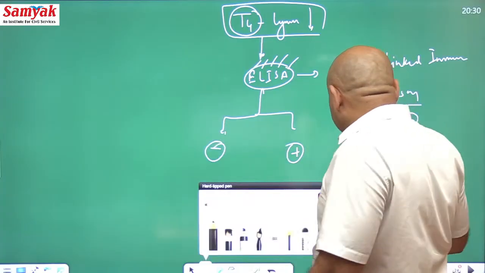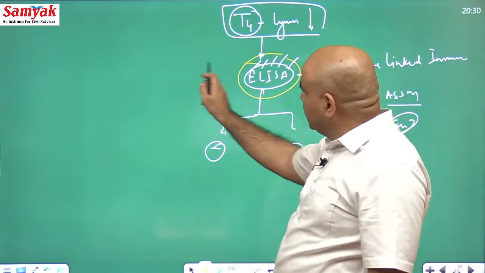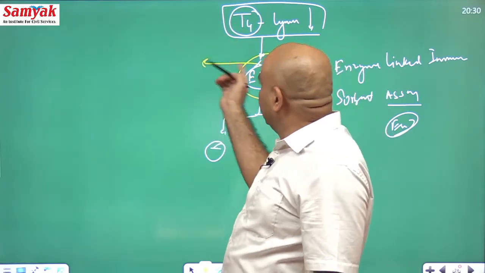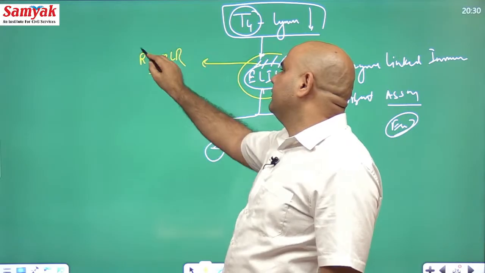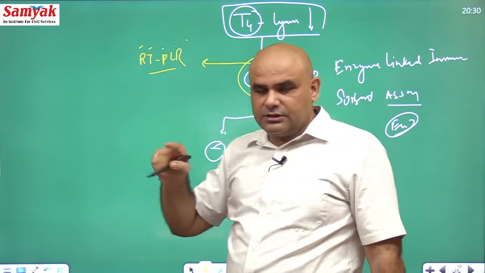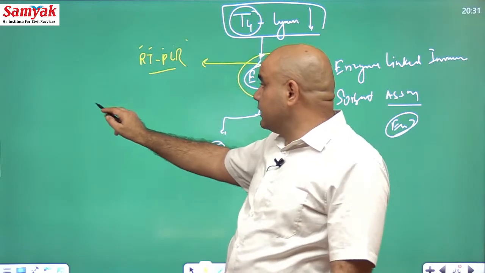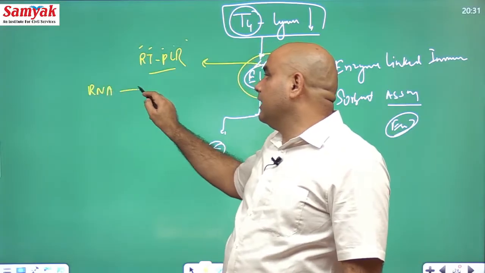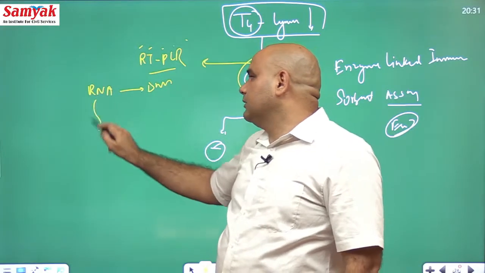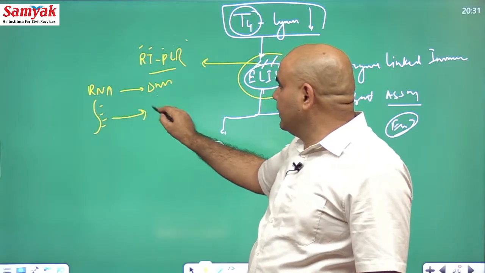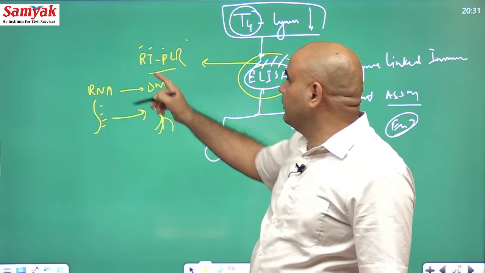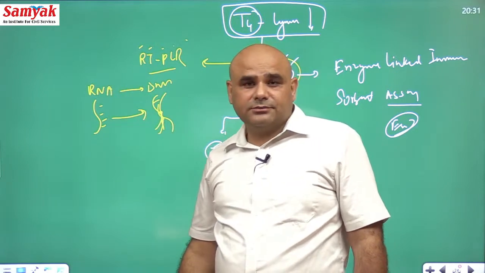Now remember that ELISA is the name of the test, but the technology which is used in the test is RT-PCR, reverse transcription polymerase chain reaction. Yesterday I talked about this. Reverse transcription means we change RNA into DNA because the viral load contains RNA. So this RNA will be converted into DNA with the help of reverse transcriptase.